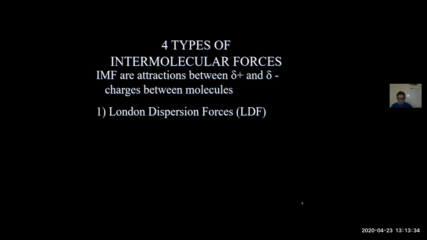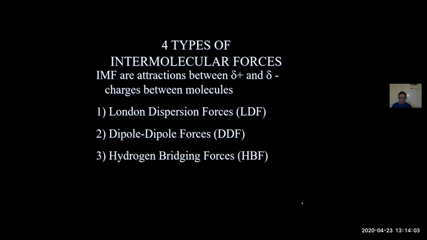The second type is called dipole forces, or DDF, okay? In the previous slide, you saw the example of hydrochloric acid interacting with another molecule of hydrochloric acid. That's when we have 2 dipoles interacting with each other, okay? Those are called dipole forces. They're a little bit stronger than the London dispersion forces, just a little bit.